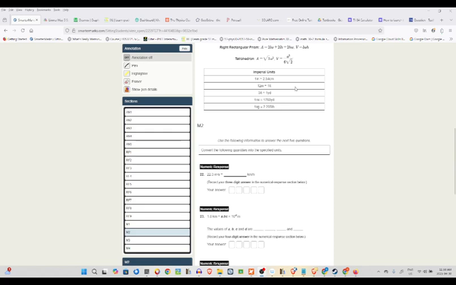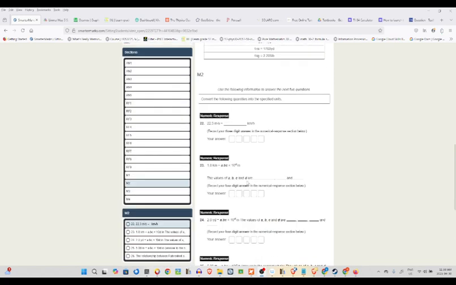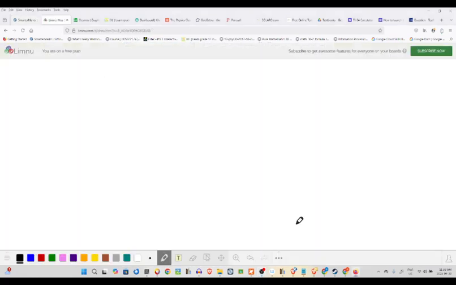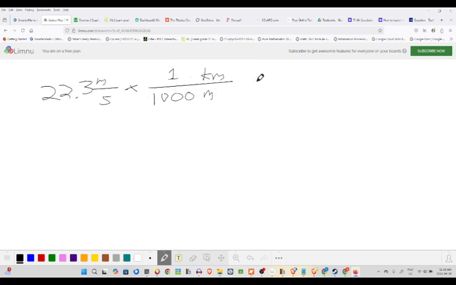We have some converting units here. We want to convert 22.3 meters per second into kilometers per hour. So 22.3 meters per second. If we want to convert meters into kilometers, we're going to need to cancel the meters, so that has to be in the denominator, get our kilometers in the numerator. And what do they equal? We can only multiply by 1. We can't change the value. So 1 kilometer equals 1,000 meters.